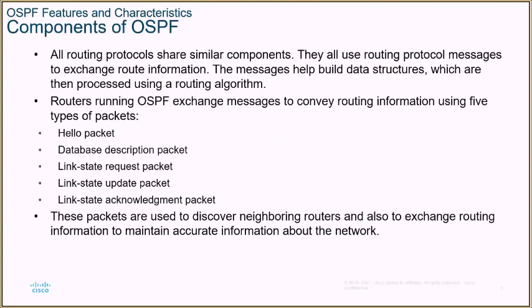Okay. So all routing protocols share similar components. They all use routing protocol messages to exchange route information. The messages help build data structures, which are then processed using a routing algorithm. Routers running OSPF exchange messages to convey routing information using 5 types of packets. And so there are hello packets, database description packets, link state requests, link state updates, and link state acknowledgement packets. We will go into their specific use in either this chapter or coming chapters. So these packets are used to discover neighboring routers and also to exchange routing information to maintain accurate information about the network.